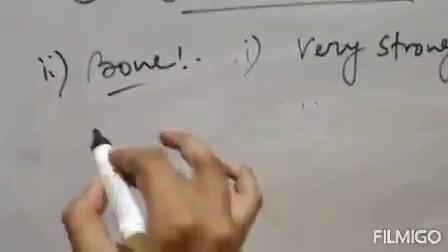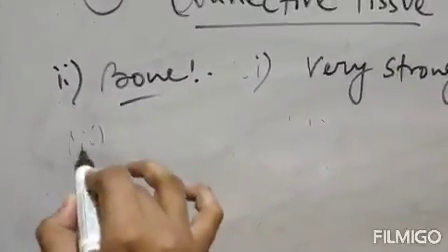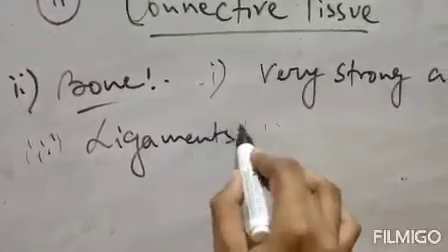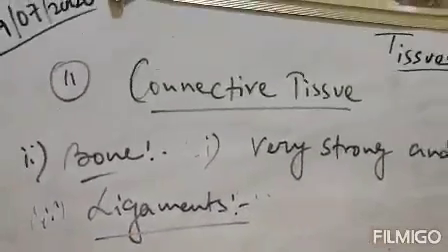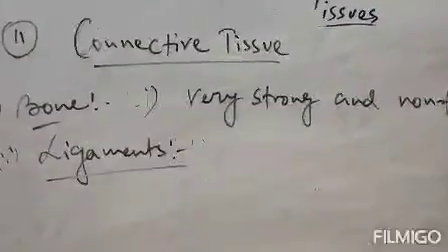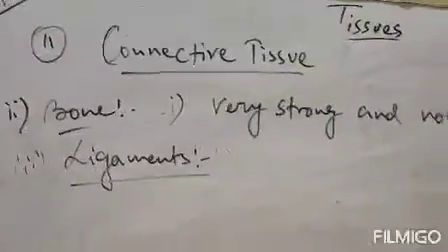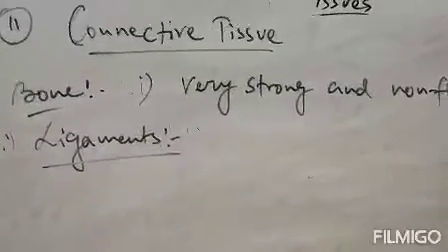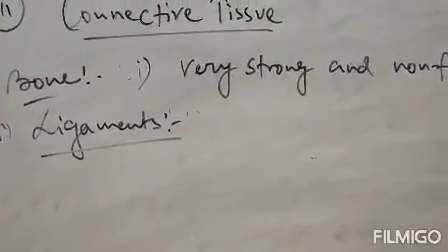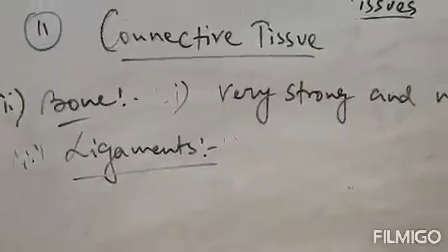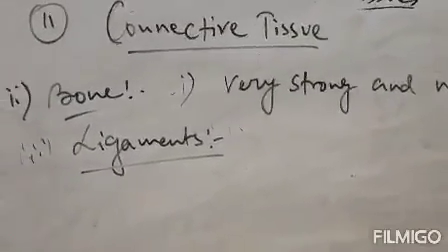Number 3 connective tissue is ligaments. Ligaments are the material or substance that connects one bone to another bone. It is very elastic and has considerable strength. Its main function is to connect one bone to another bone.